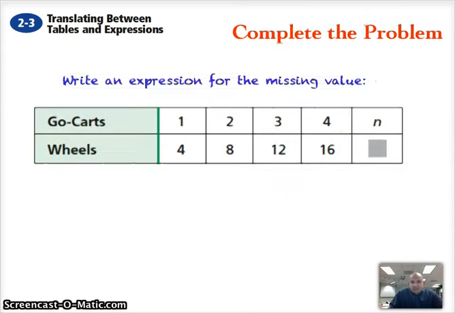Finally, here's to complete the problem. This should be pretty easy for you to figure out, but I want you to go ahead and draw this table out and figure out how do we get the correct expression inside of this block. We have to look at the go-karts, number of go-karts, number of wheels, in order to get the expression which represents the number of wheels.